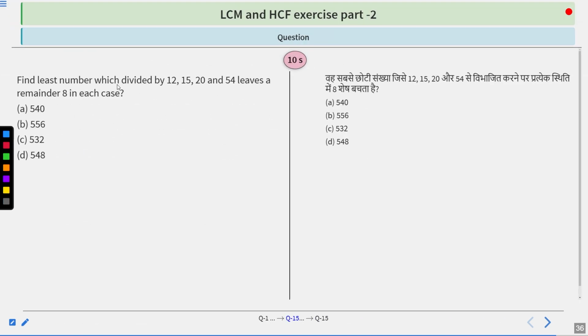Find least number which divided by 12, 15, 20 and 54 leaves the remainder 8 in each case. And options are 540, 556, 532 and 548. And you have 10 seconds to find out the correct answer. After that, I will do the solution.